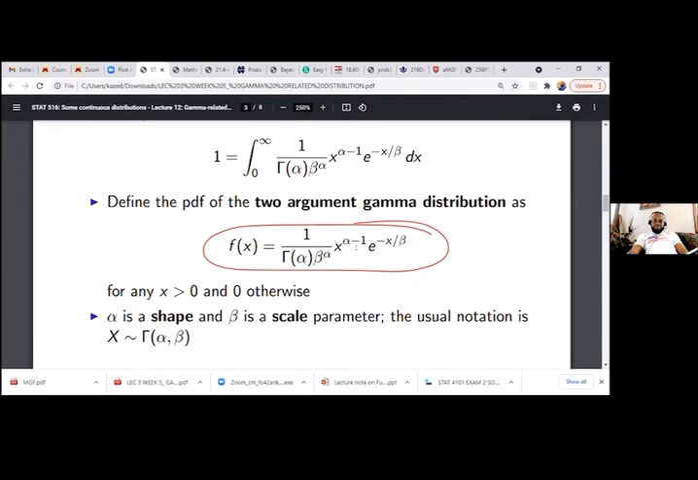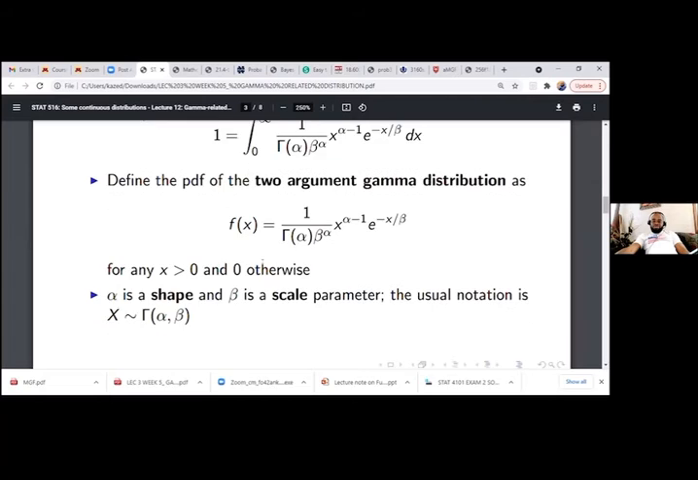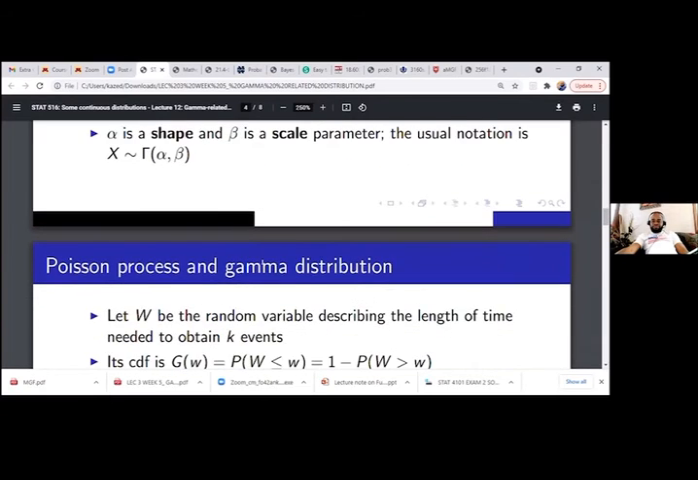The gamma distribution has two parameters, alpha and beta, where alpha is a shape parameter and beta is a scale parameter. When I talk about shape, this is a parameter that defines the shape of the distribution. Every probability distribution has a shape. And of course, beta is a parameter that is scaling that. So this is what we call the gamma distribution of two parameters.